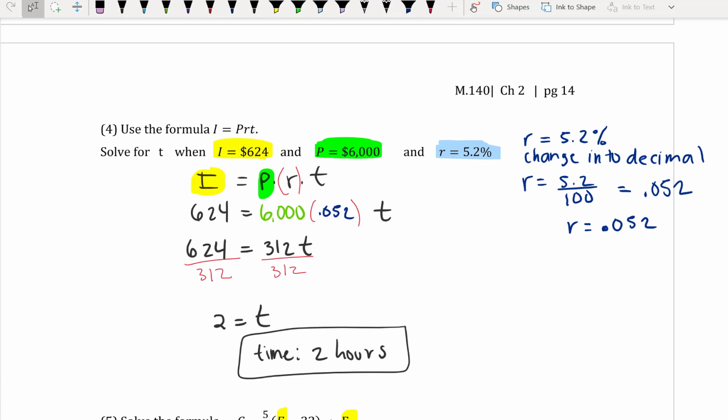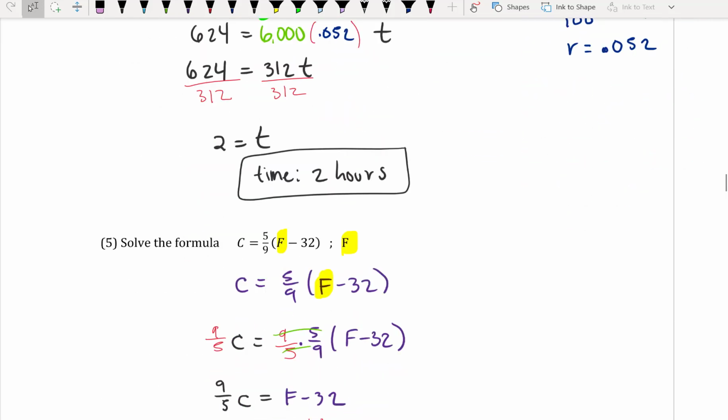For number 4, what was important about this one is that 5.2%, you have to change that percent into a decimal. And so every single percent is actually being divided by 100. So I divide by 100 and I get a 0.052. That's how I got my t value, my time, to be 2 hours.